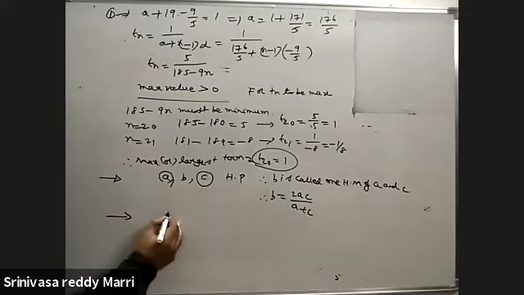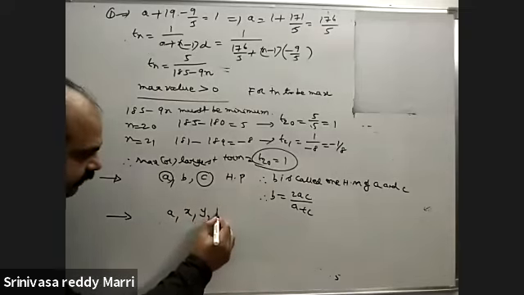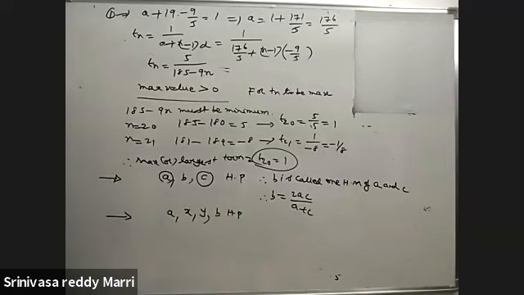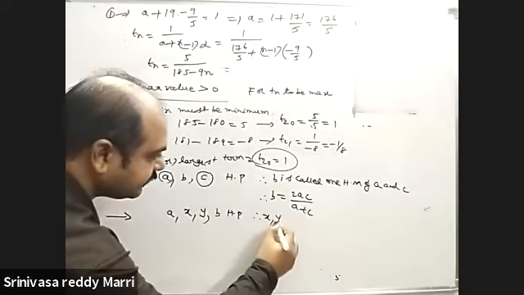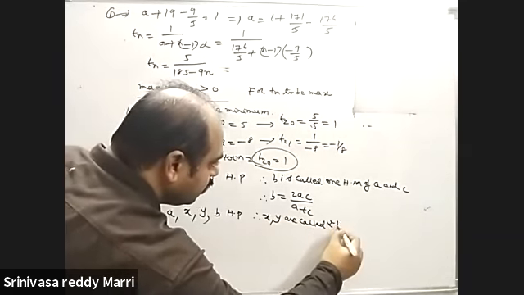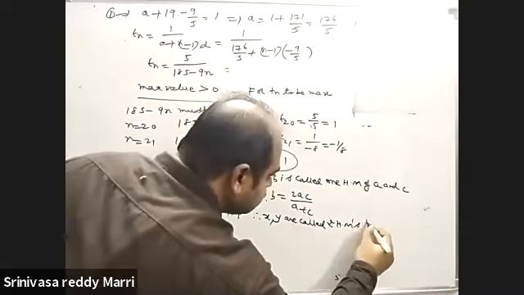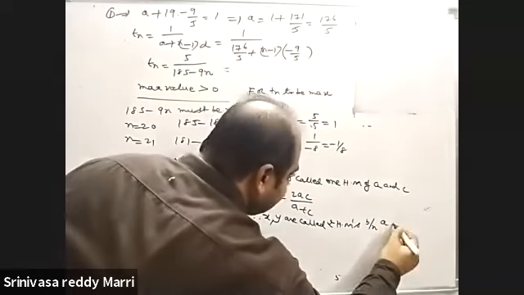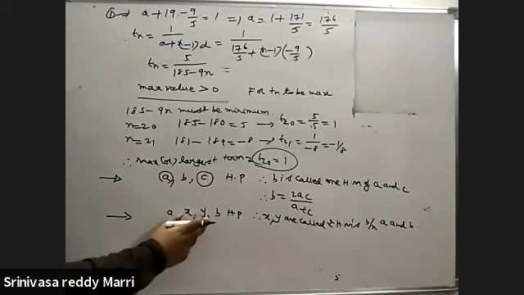Suppose let us say 2 terms are there: A, X, Y, B. Between the first term and last term, how many terms are there? 2 terms. Therefore, X, Y are called 2 HMs between A and B. This is the first HM, this is the second HM.